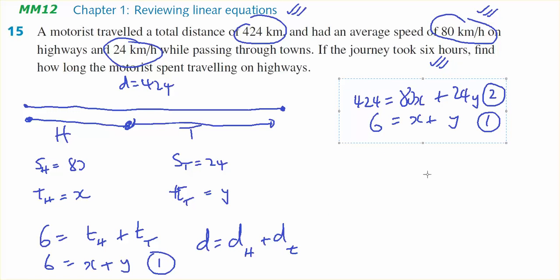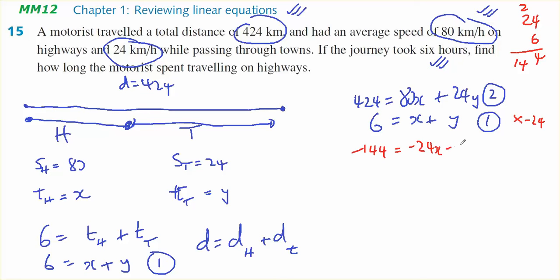Okay, let's see how we can do this. I'd like to do an elimination. I either build this up to negative 80 or I build this up to negative 24. So I'm going to multiply this by negative 24. 24 sixes, 6 fours are 24, carry 2, 144. So negative 144 equals negative 24x minus 24y is what equation 1 becomes. And I've got 424 equals 80x plus 24y.